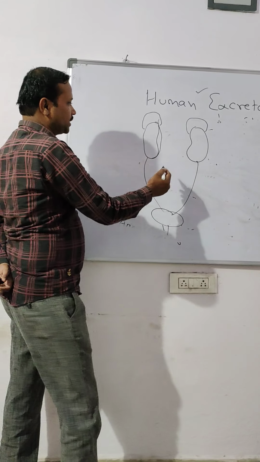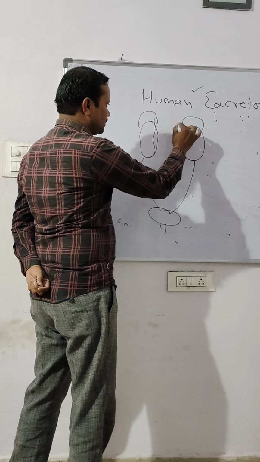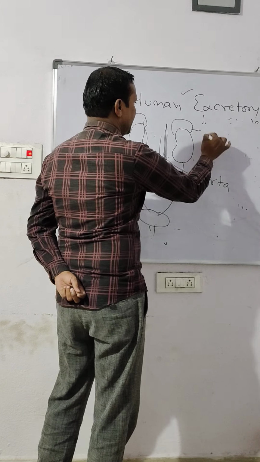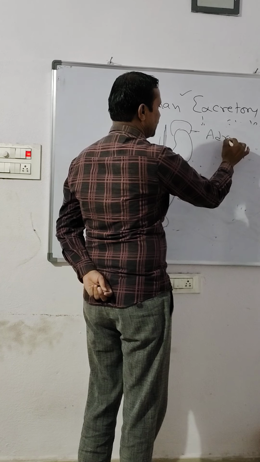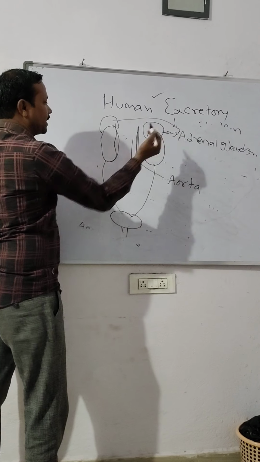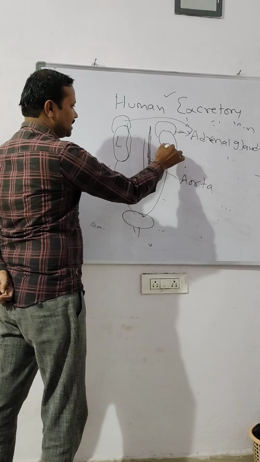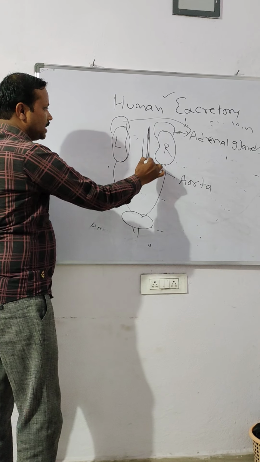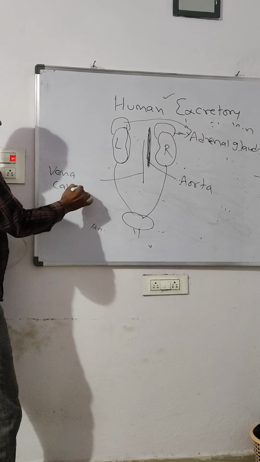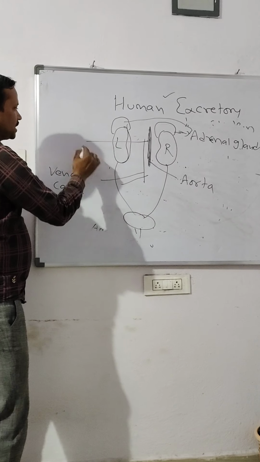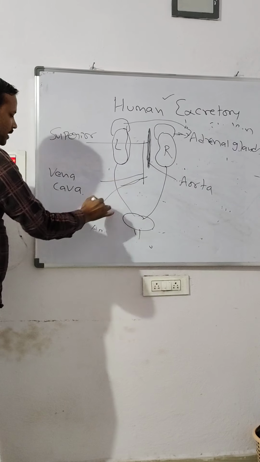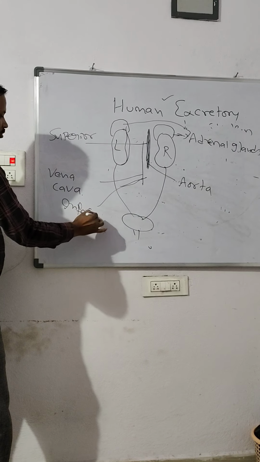First of all, we will take the diagram for the kidney. Here is the aorta, and here are the adrenal glands. These are the adrenal glands. And here is the left kidney, and here is the right kidney. The thick layer I have drawn is called the aorta, and this is the vena cava. This is again divided into two portions: the superior vena cava, and here the lower portion, called the inferior vena cava.